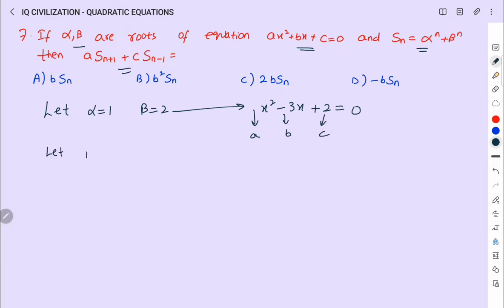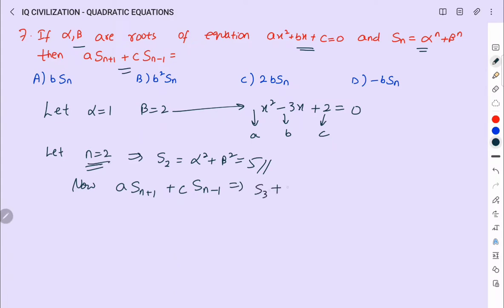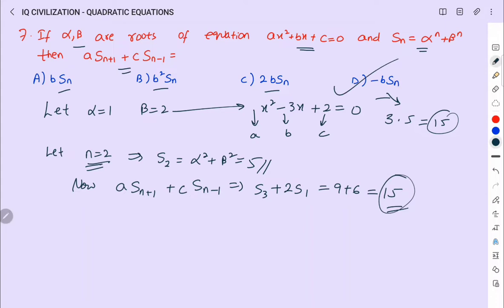Let the n value be 2. So what do I need to find? S2 is equal to alpha square plus beta square, that is nothing but 5. Now we need to find the value of A Sn plus 1 plus C Sn minus 1, that is, n value is 2, so S3 plus 2 S1, which is equal to 9 plus 6, that is 15. So from options A, B, C, D, in this D, if I substitute these values, minus B, so minus into minus plus 3 into 5, Sn is 5, this one is 15. So this one is this one, so D is the right answer.